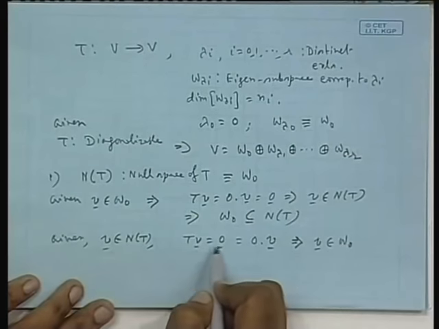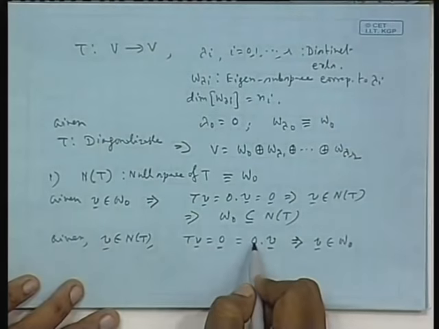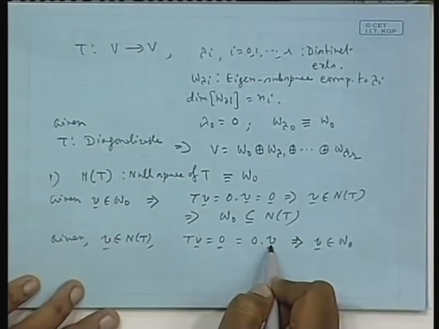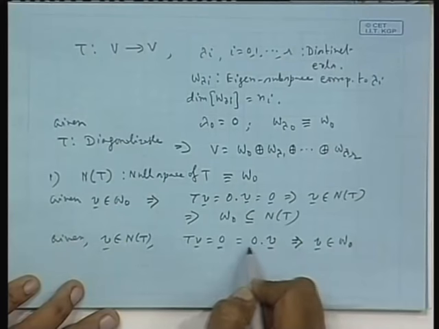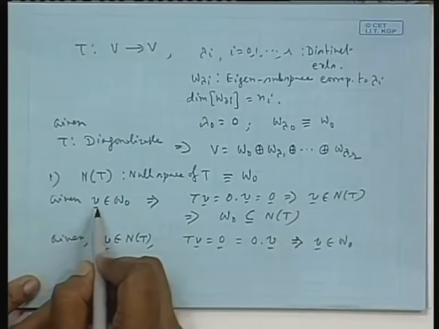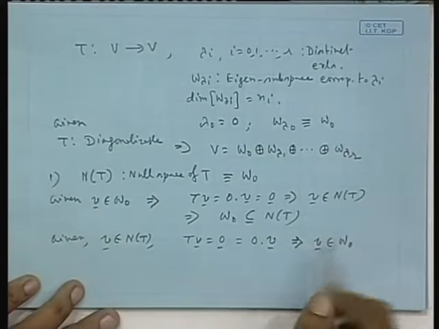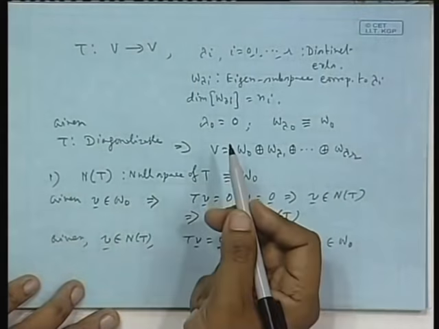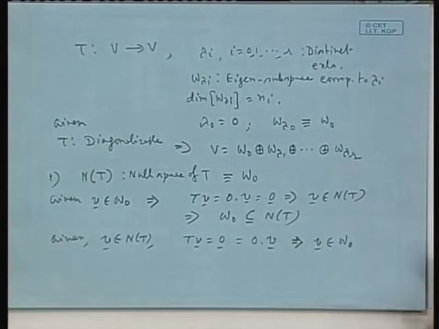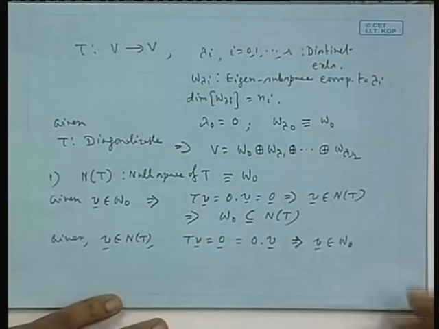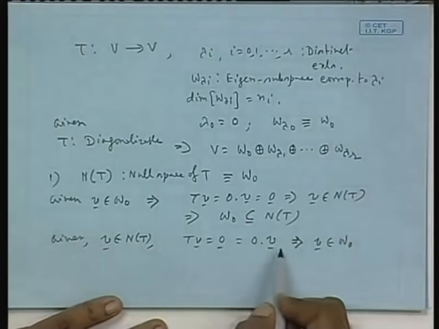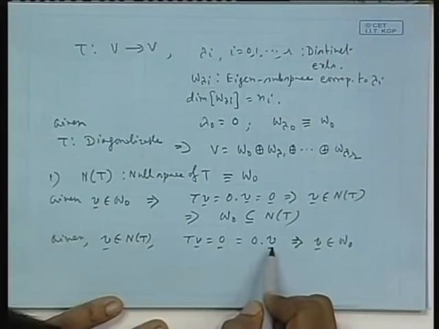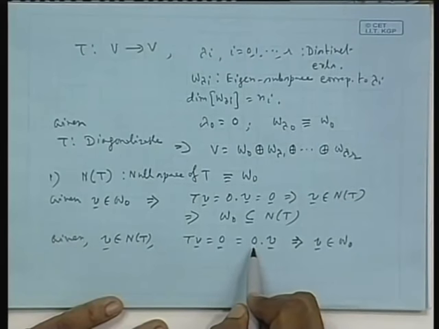T v equals 0 scalar times v, that is an eigenvalue 0. That means v is an eigenvector. Of course, I am taking v to be non-zero here. If it is only 0, then N T and W 0 are trivial, they consider only the 0 vector, so forget about that case. So v is an eigenvector corresponding to eigenvalue 0.